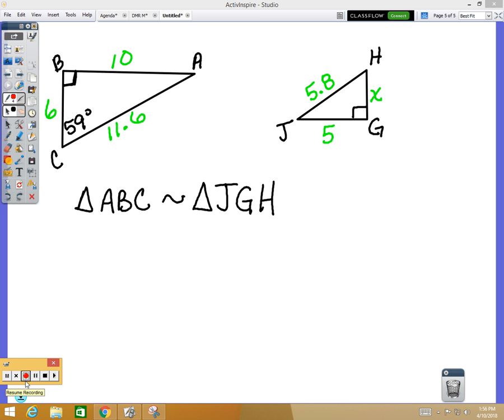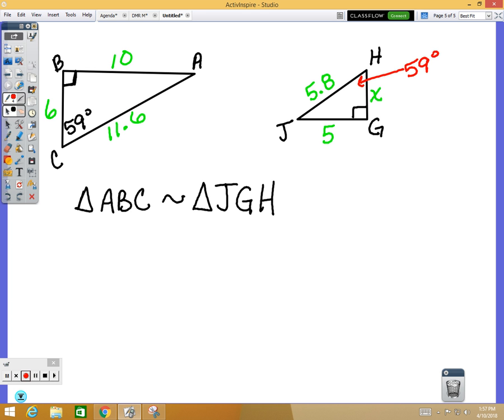So what do we remember about the angle measurements in similar shapes? These shapes are obviously not the same size, but what about the angle measurements? Okay, the angle measurements in similar shapes are exactly the same. So do you see how B is 90 degrees? G is also 90 degrees. And look, B and G match up with each other. So C is 59 degrees. What angle matches up with C? H. H is 59 degrees. So I'm going to label angle H as being 59 degrees.